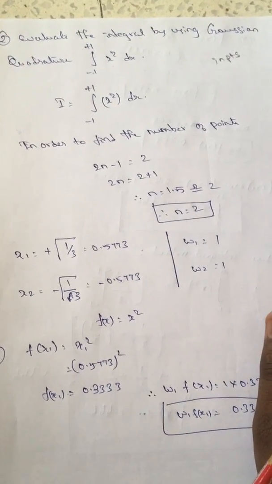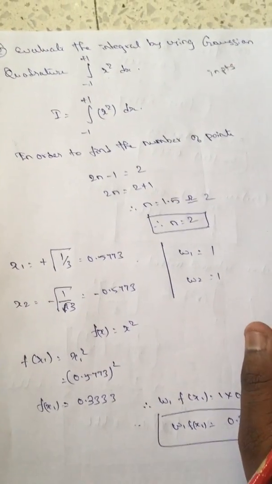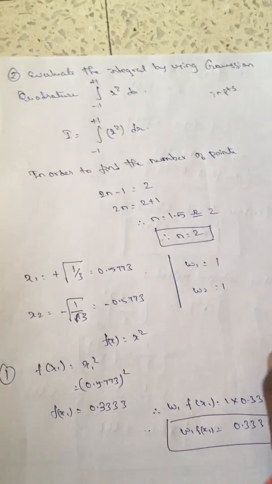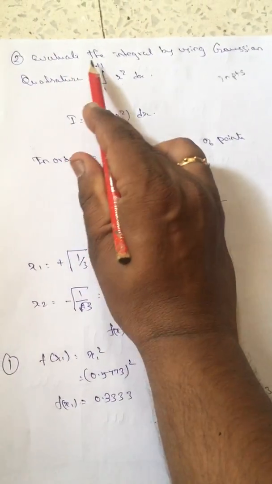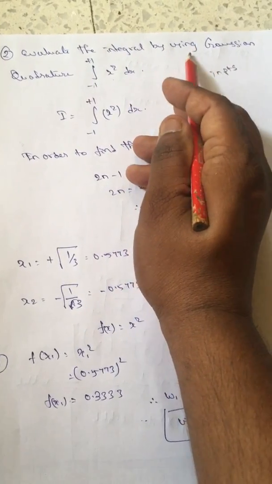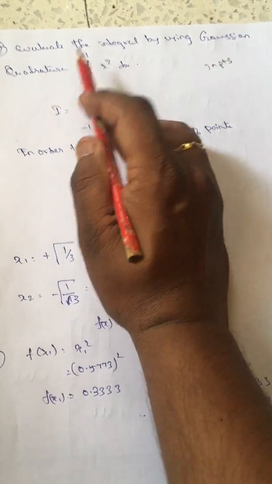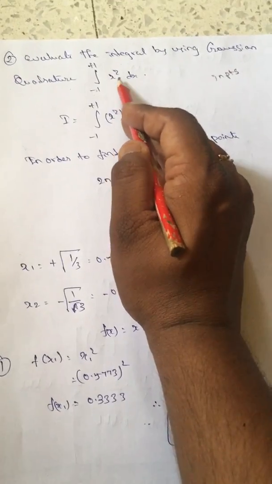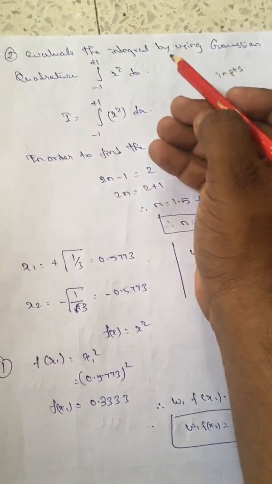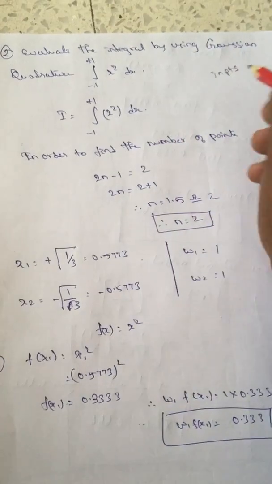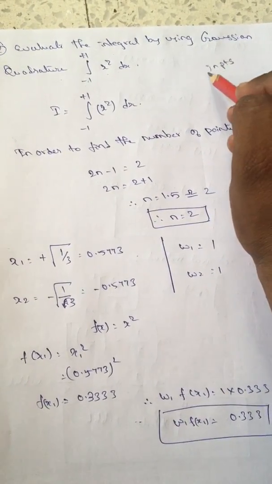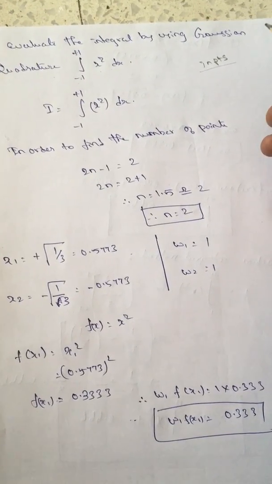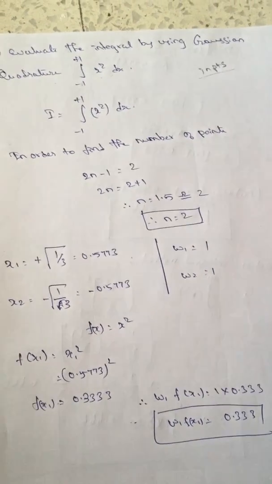Okay friends, now we will discuss another problem by using the Gaussian quadrature method. The question is, evaluate the integral by using Gaussian quadrature, and the integral is from -1 to +1 of f of x dx. If you look at this problem, they have not directly mentioned whether you have to solve it by 1 point, 2 point or 3 point. It is not directly mentioned.